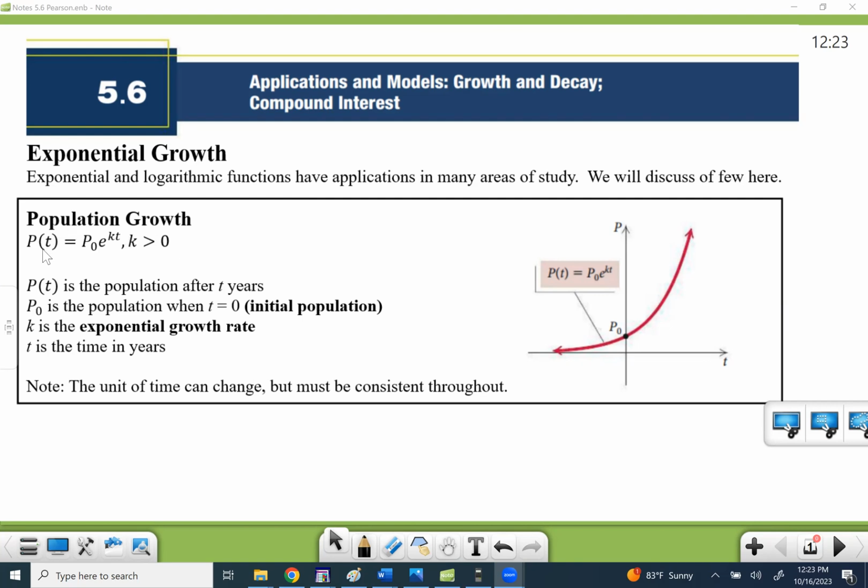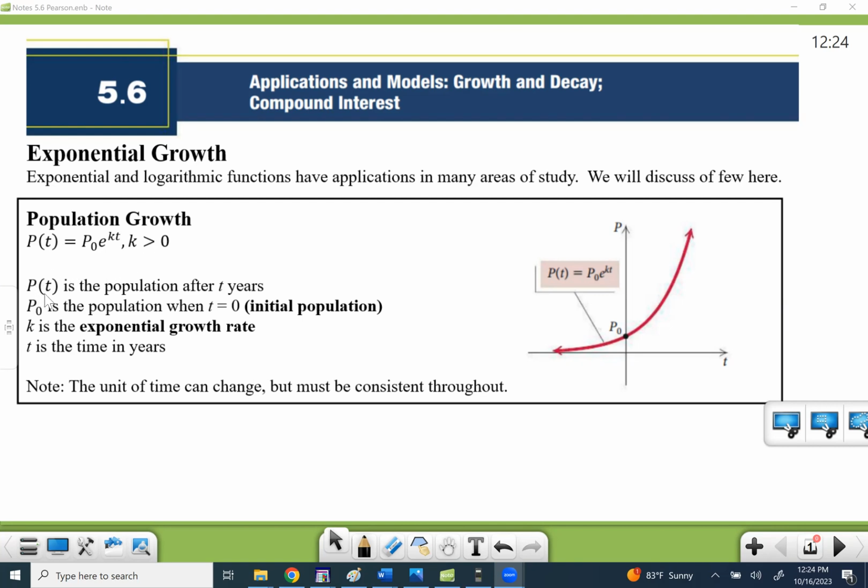So this equation is pretty much the equation we're going to be using for everything. Okay, and it's going to change depending on what you might be calling this here. It's P of T because we're talking about population, but that might change, but they'll all have this same basic structure. Okay, so let's go through what each one of these pieces stand for.